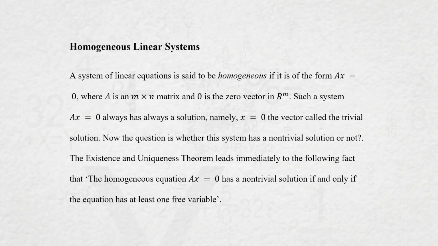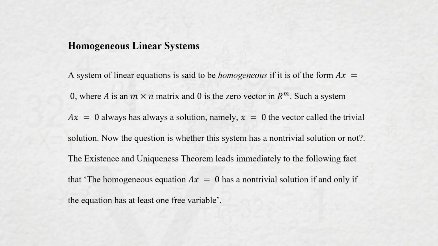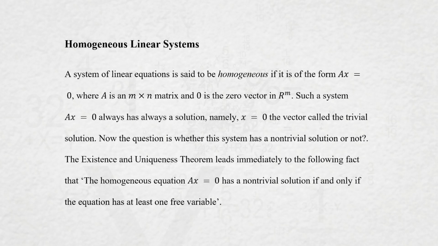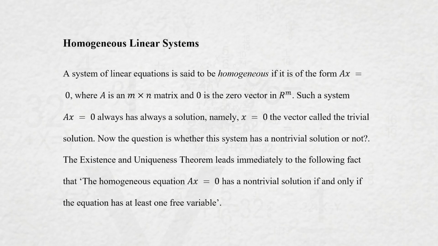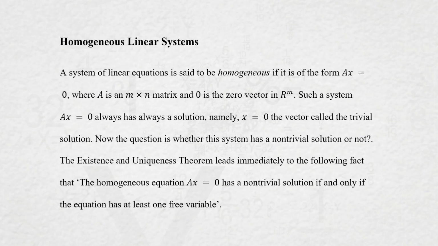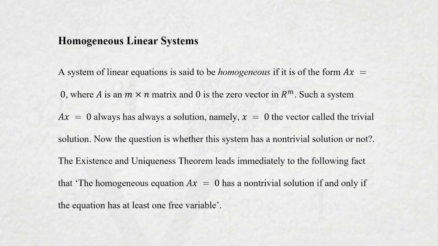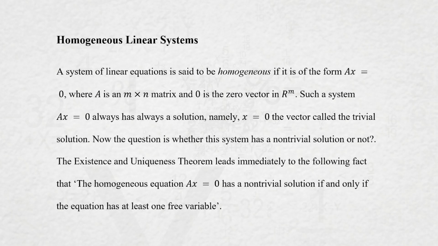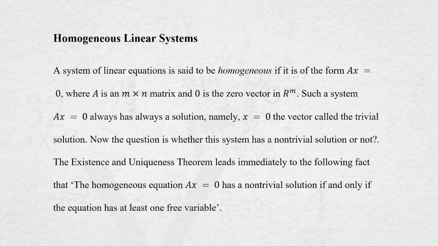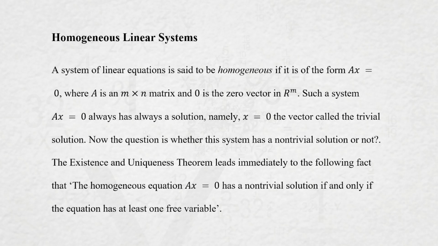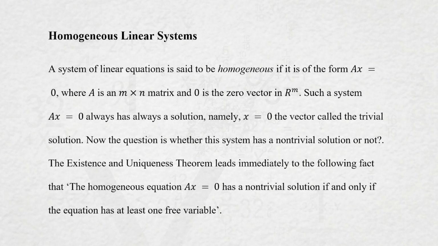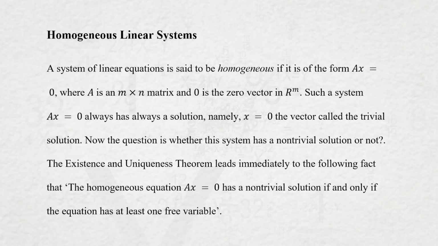A system of linear equations is said to be homogeneous if it is of the form Ax = 0, that is, all the constants are equal to 0, where A is an m by n matrix and 0 is the zero vector in R^m. Such a system Ax = 0 always has a solution, namely x = 0, called the trivial solution. Now, the question is whether this system has a non-trivial solution or not.